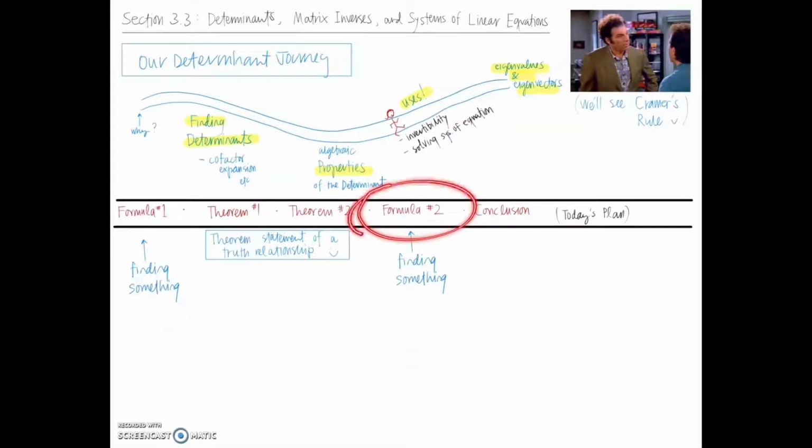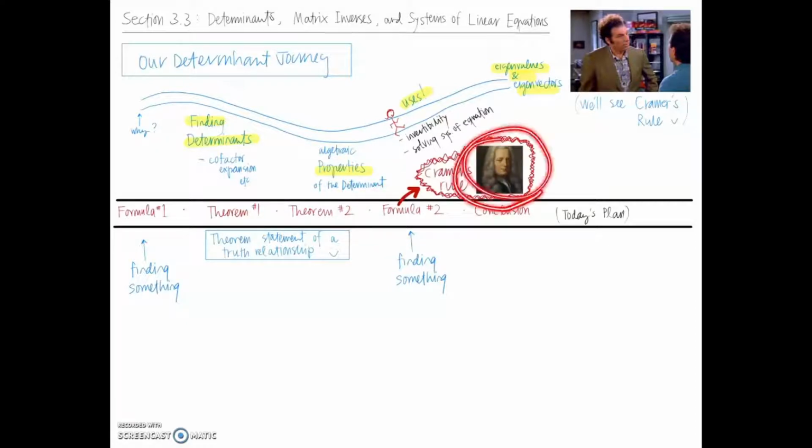Okay, this second formula that we're going to see later is Cramer's rule. So this is the actual Cramer, who Cramer's rule is named after. He probably deserves a little bit of attention also.